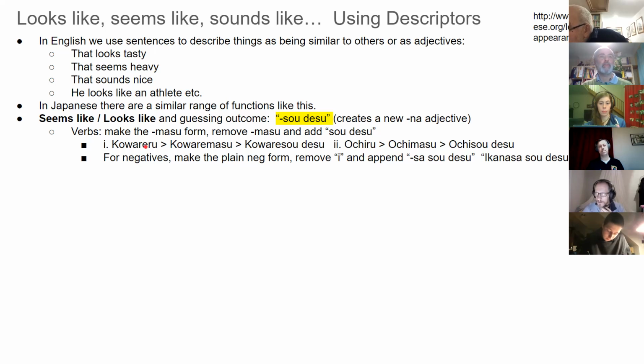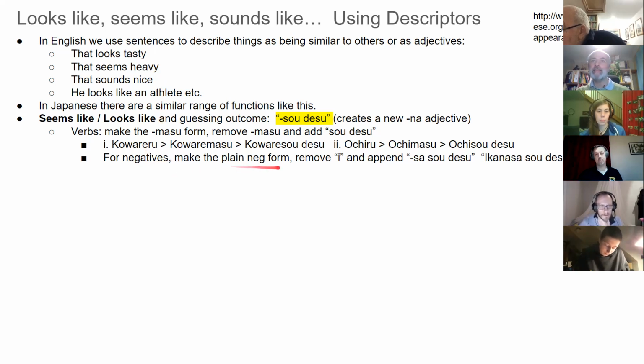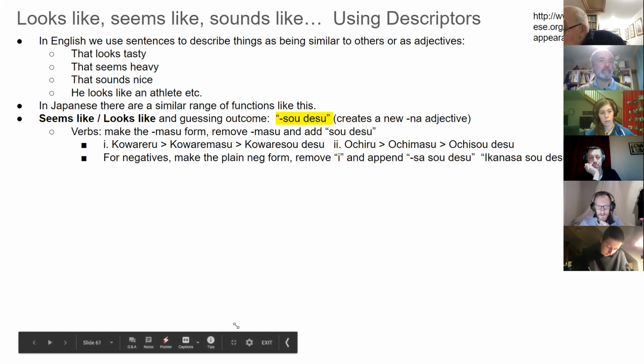Good. Only trouble is if we are using negative verbs, there's a little bit of witchcraft we have to do. We make the plain negative form. So, for example, kawarenai, remove the e and put sasordes. So, for example, if I wanted to say it looks like he will not go, I would say ikanasasordes.